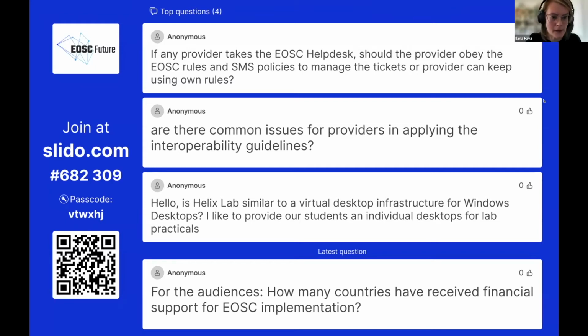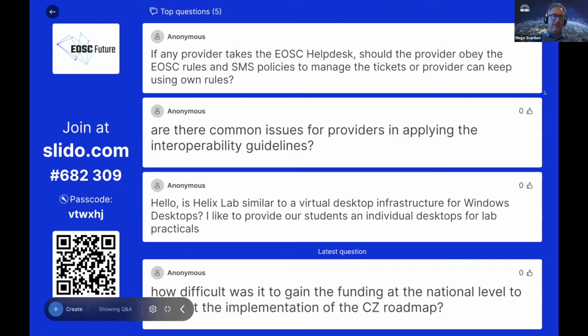Okay, thank you. And there's another question for you very briefly. Are there common issues for providers in applying the interoperability guidelines, as far as you know? Yeah, this question is quite generic. I think it depends service by service. But in general, for what I have, there are no major issues.